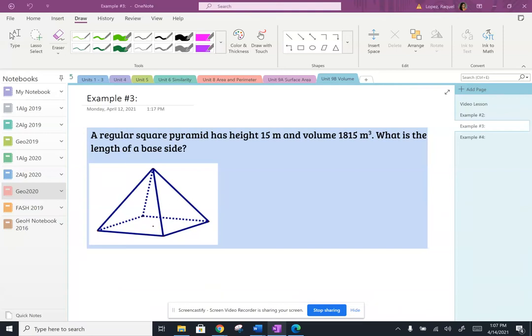Alrighty, everyone. So in example 3, we're given a regular square pyramid and it's got a height of 15 meters. We know the volume is 1,815 meters. It wants to know what the length of one of the base sides is. So let's go ahead and just start labeling our pictures. We know the height is 15. So this is 15. And we also know the volume, which is 1815.